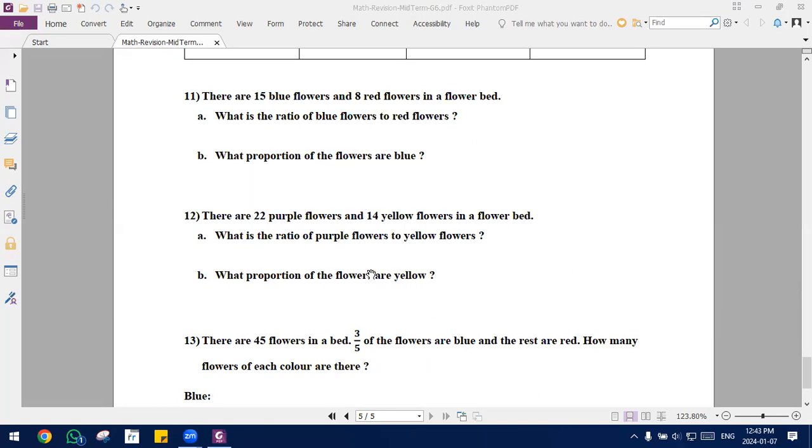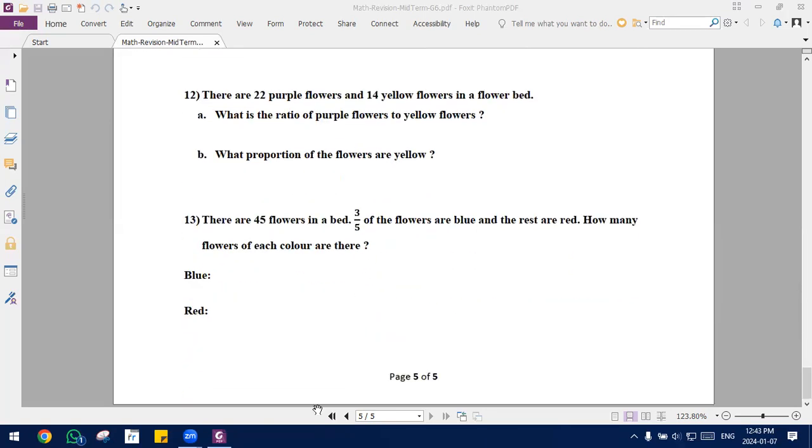Okay, last one. Now this time the ratio is given. We need to find the number of flowers. They said there are 45 flowers in total. The proportion 3 over 5 of the flowers are blue. And the rest are red. How many flowers of each color are there? Now, to find the blue, I know the proportion. It's 3 over 5. What should I do? We have 45 flowers. I multiply by the proportion of the blue.